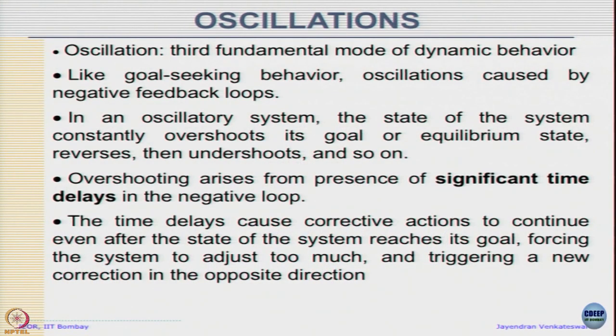So overshoot arises from the presence of significant time delays in the negative loop. When you observe systems whose graphs have oscillating behavior, then the thing you should understand is that there are some significant time delays involved. Let us try to identify those time delays, what is causing the delay, how we can reduce it, or just identify it. Right now we are not prescribing action, we are only trying to understand and discover what is happening.